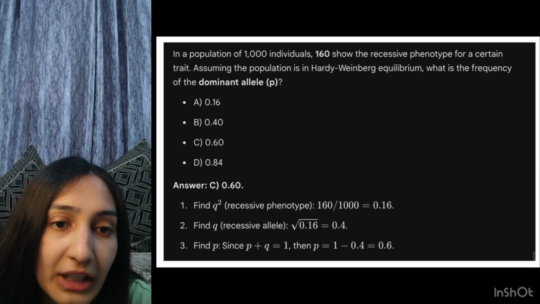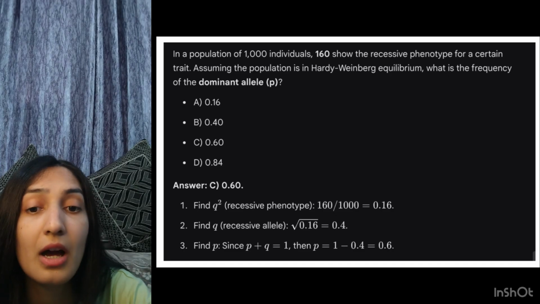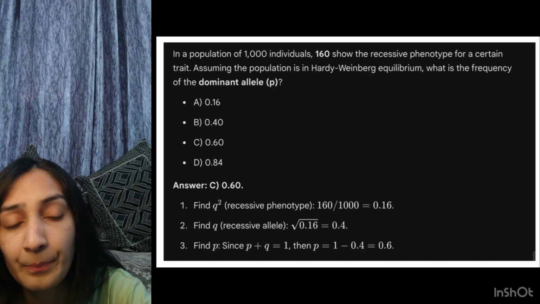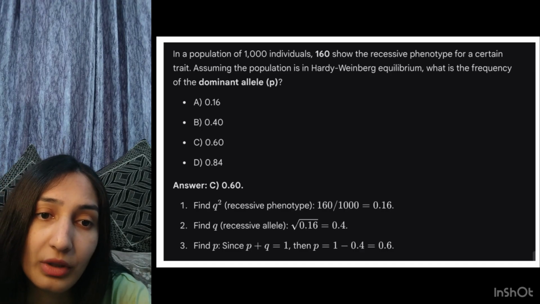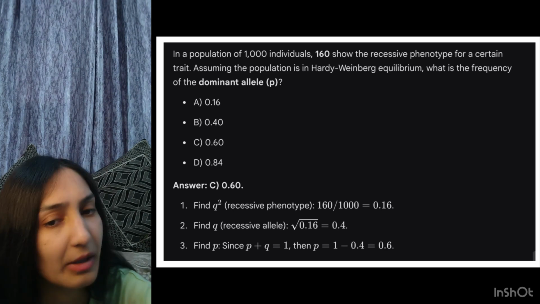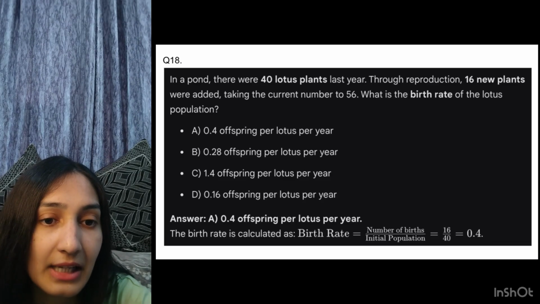First of all, you have to find q², that is the recessive phenotype, that is 160 divided by 1000, that is 0.16. Then find q, that is the recessive allele. We have to take the square root of 0.16, that is 0.4. Then find p. Since p + q = 1, p = 1 − 0.4, that is 0.6.